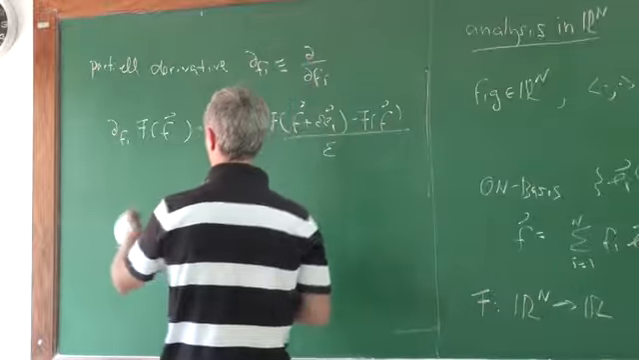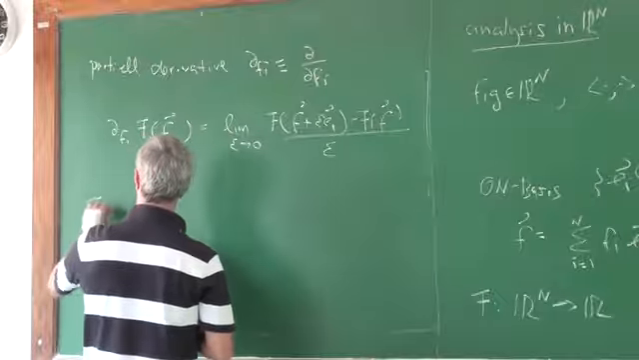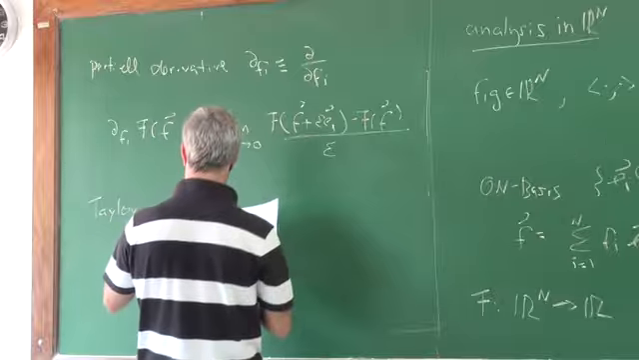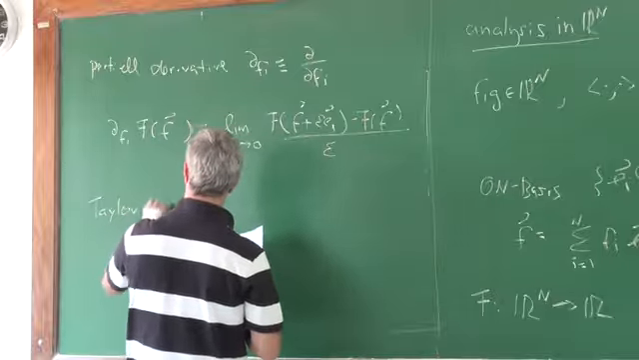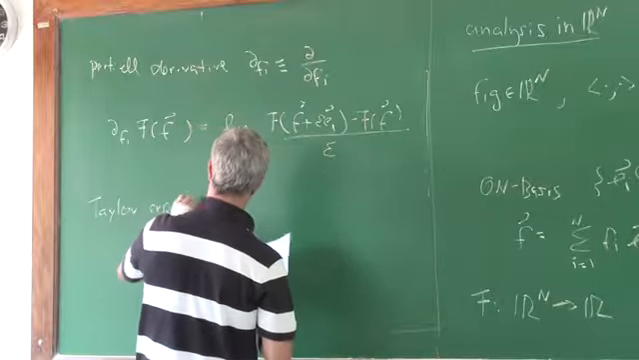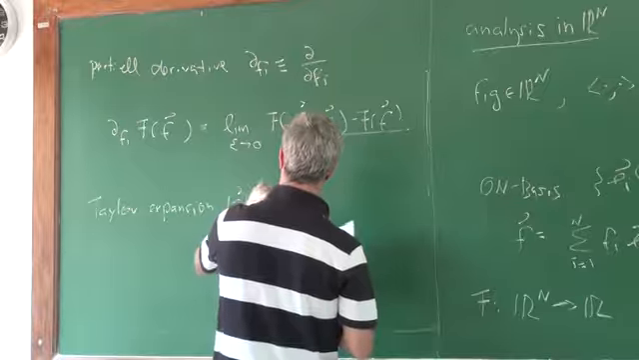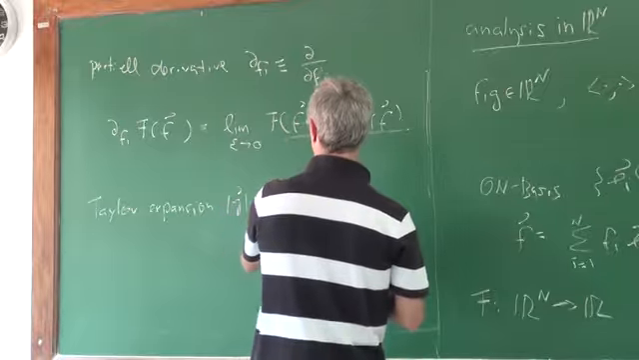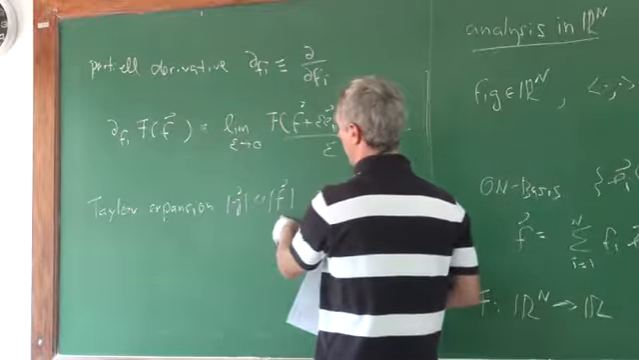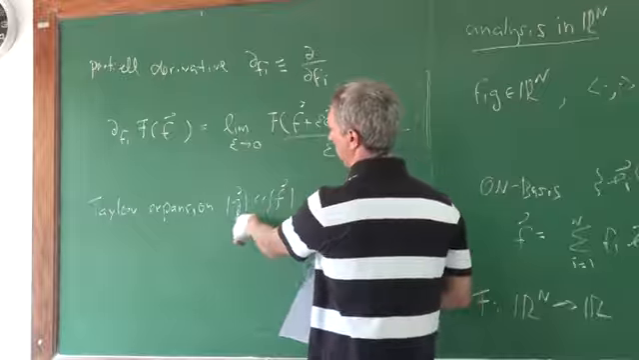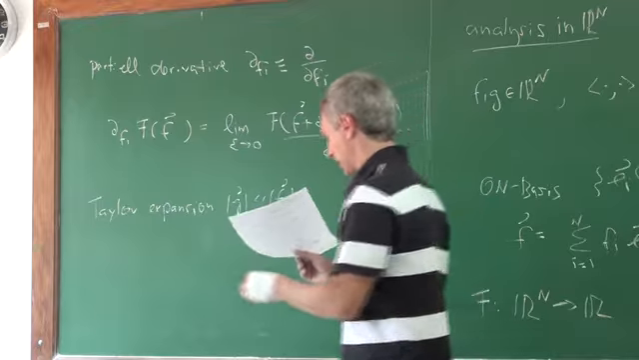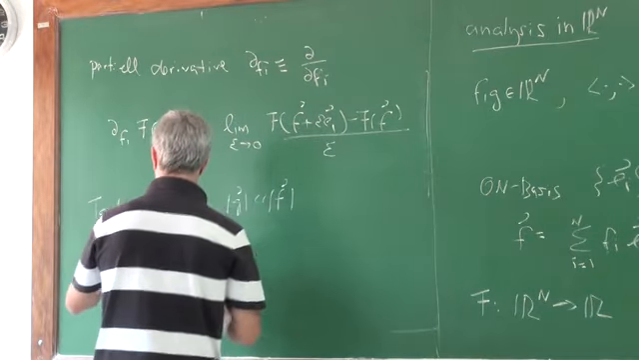And typically what we want to do in physics is some Taylor expansion of such a function around some reference point. Say we want to evaluate the function at a point f in the vector space, and we make a small perturbation g. So the Taylor expansion.